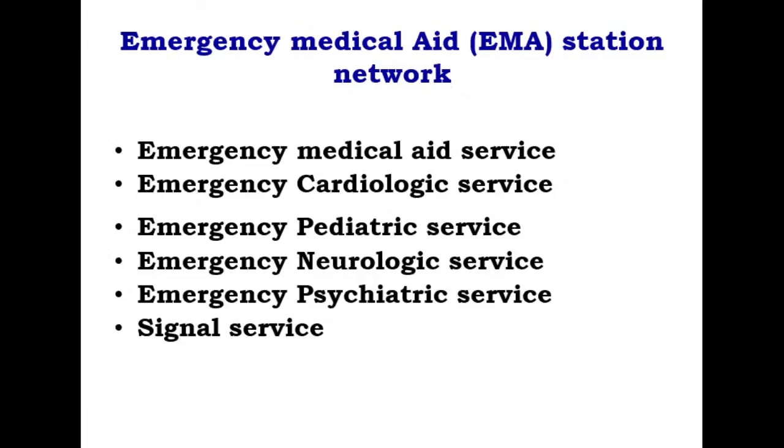What about this station? What is its network? Emergency medical aid service, emergency cardiological service, emergency pediatric service, emergency neurological service, emergency psychology service, and maybe signal service. That is why when you ask me about specialized ambulance medical help, the ambulance sends the patient to different departments of the hospital in which cardiovascular service, pediatric service, neurological service, psychology service, and maybe sometimes a burn department and trauma department are organized.